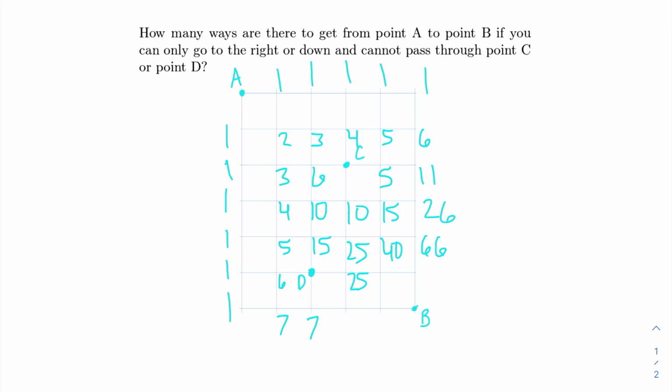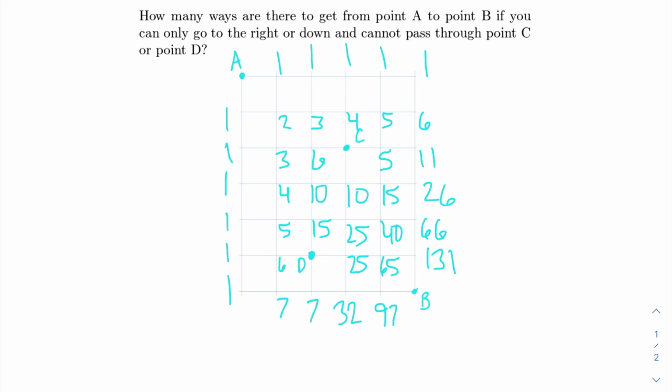66 to get to this point. 65 to get to this point. There's 32 ways to get to that point. There will be 97 ways to get there. And there will be, I think, 131. So to get to B, there will be 131 plus 97 ways, which is going to be 228. So that is our answer.